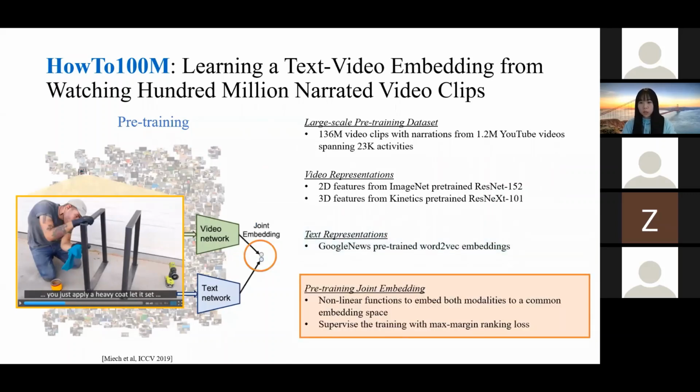To learn the joint video text embeddings, 2 nonlinear functions are applied to the 2 features, video feature and text feature, to embed them into a common embedding space. The pre-training is supervised by max margin ranking loss that encourages alignment between video clips and narrations. Here, alignment means whether a video clip and a narration is a match or not.